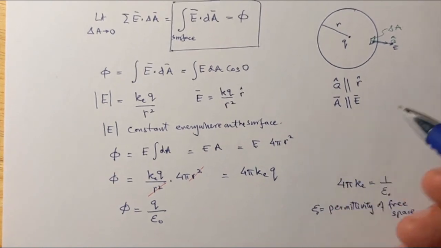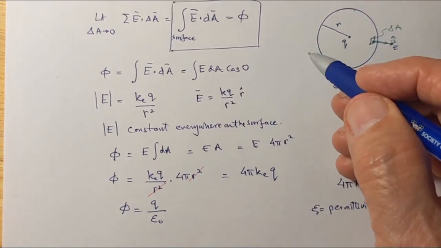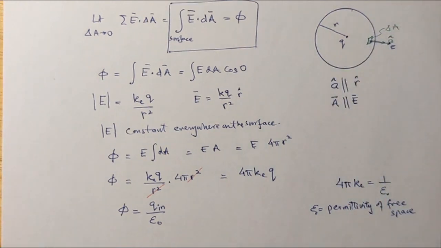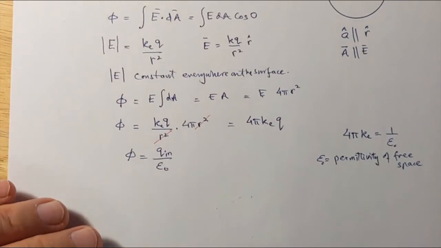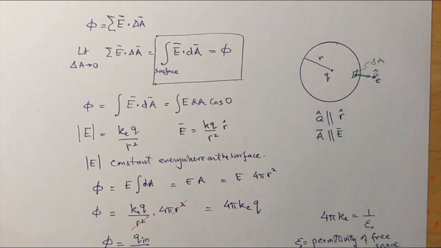Now, to make sure that this charge is inside, because we found earlier that if the charge is outside, the flux is 0, we can add a little "in" over here to say that the charge is inside this spherical surface. So this is the case where the charge is right in the middle. But what would happen if the charge were not in the middle and it was off center?